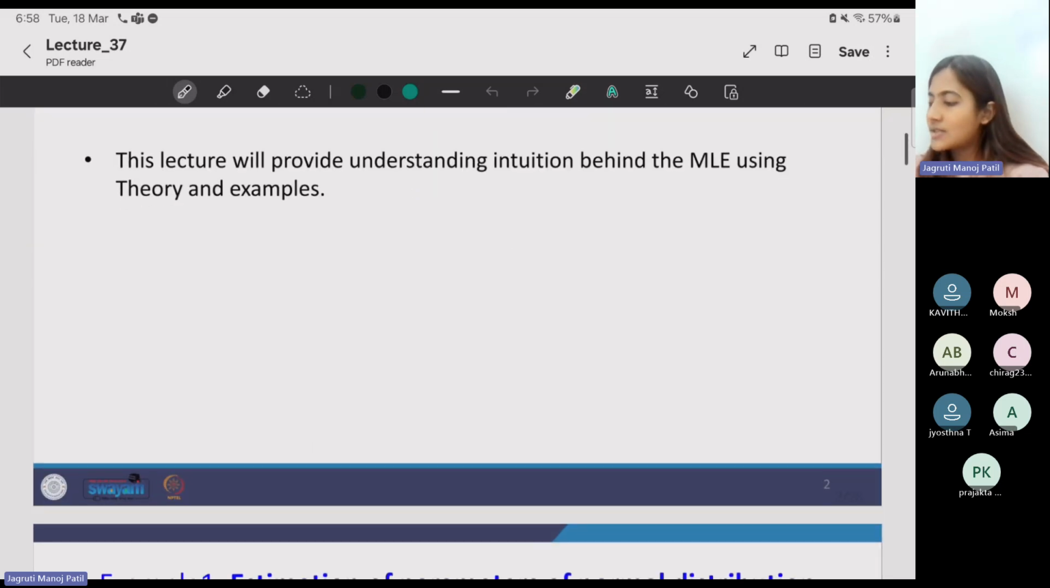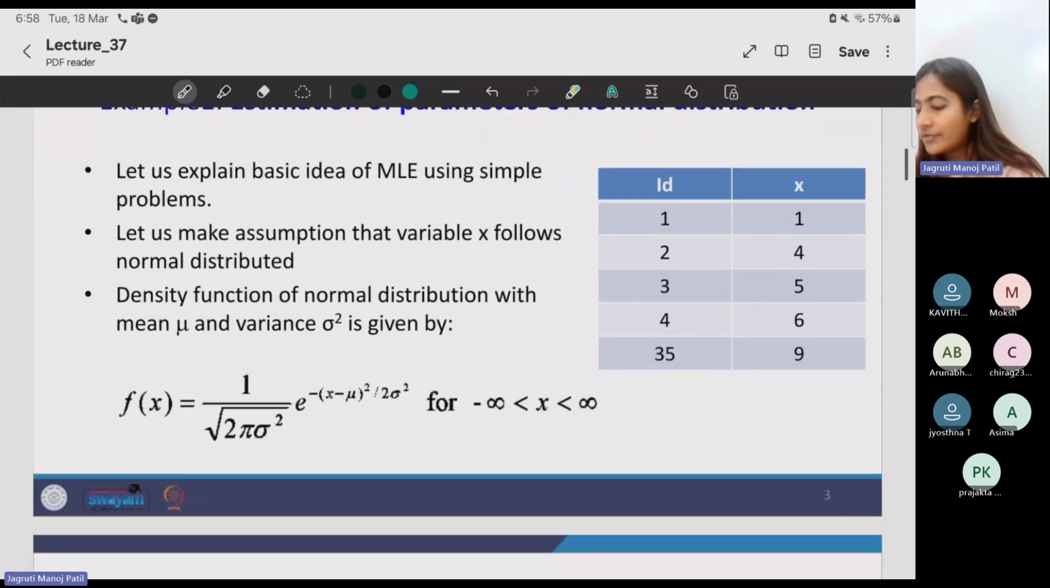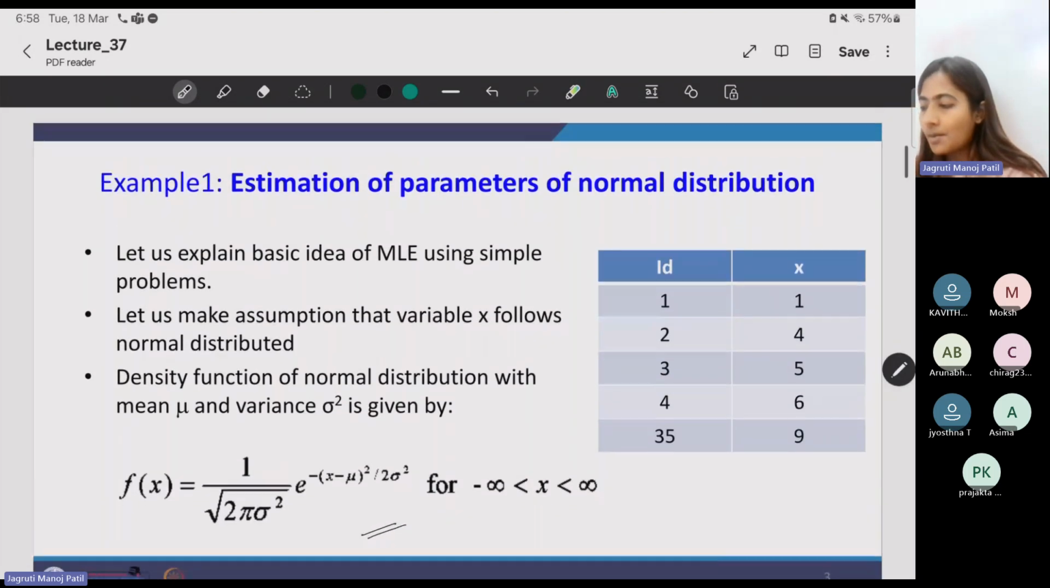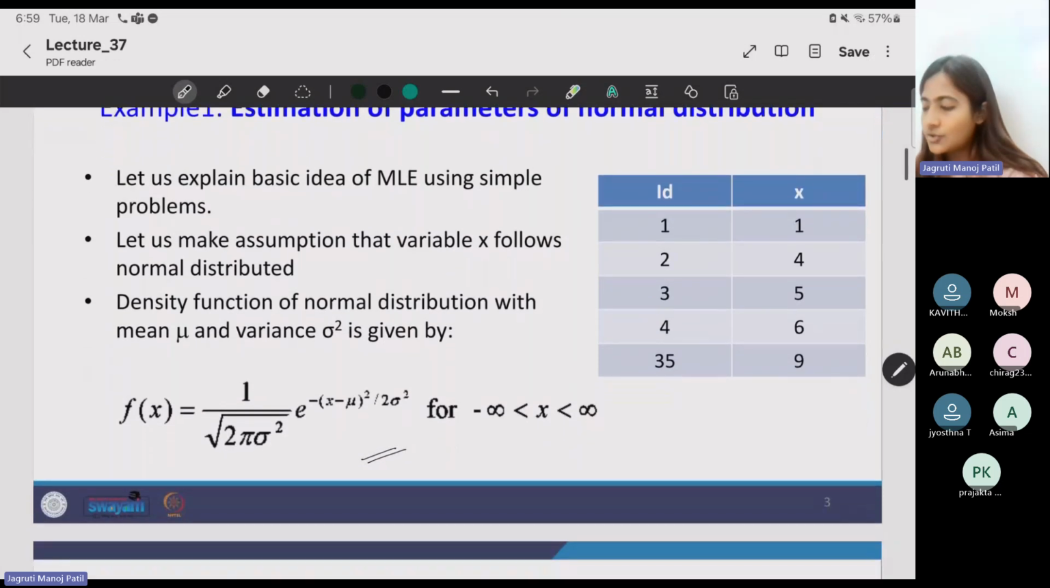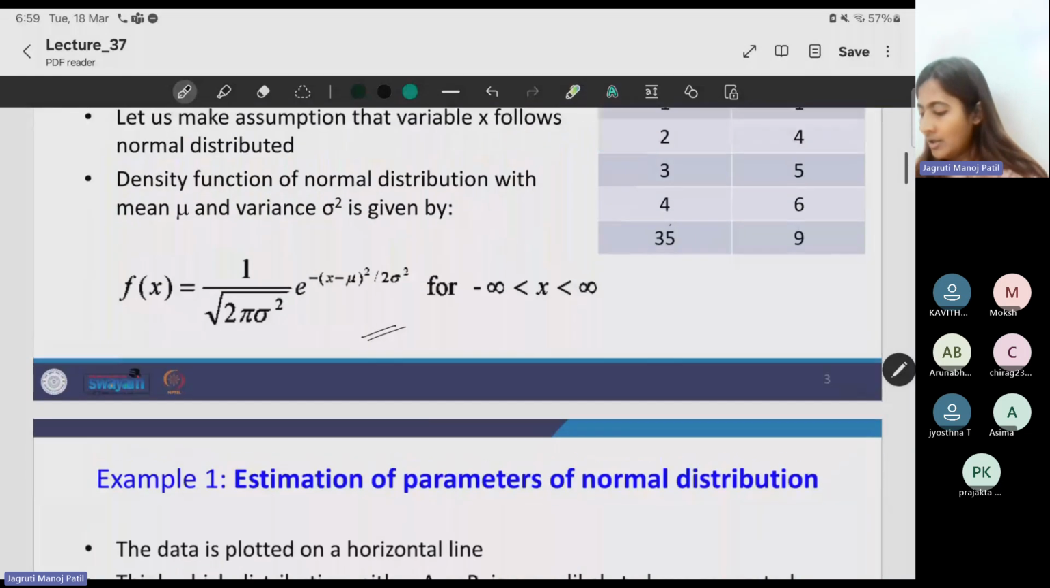Okay. Now we just want to make an understanding or find the intuition behind the MLE. There's also one more thing below: using theory and examples, we'll be seeing MLE and regression using both of them. So let's say for this particular Gaussian data, a normal distribution, there is some ID and some X that is given. We see that it is normally distributed.